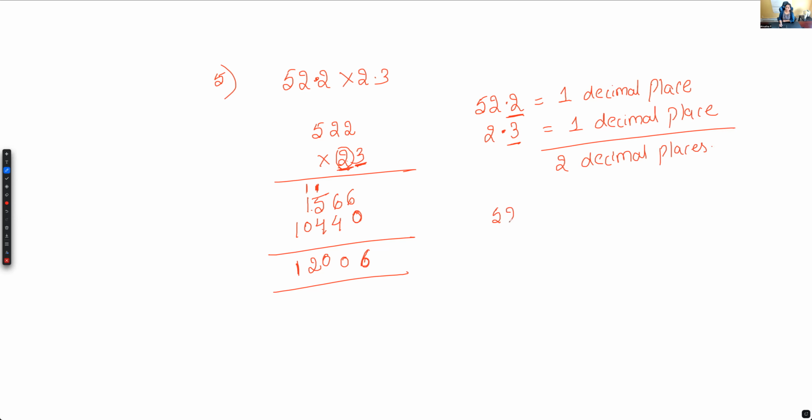So now for 52.2 times 2.3, because we have 2 decimal places, in our final answer we take what we got here, which is 12006, and we have to move 2 decimal places to the left and keep the decimal point. Because we got 2 decimal places, we have to jump 2 times to the left, one time and then a second time, and keep the decimal point.